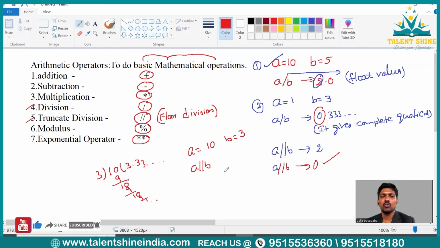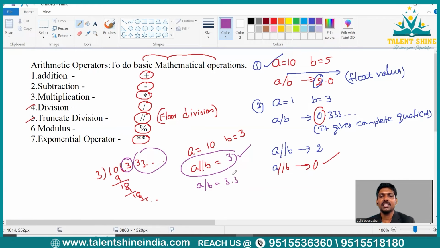Hence, if you perform A truncate division B, the output is only 3, the integral part. The decimal part you can ignore. I hope everybody is clear. Suppose I use A divided by B, the output will be 3.3 bar, which means 3.333 and so on. So this is the difference between normal division and truncate division.